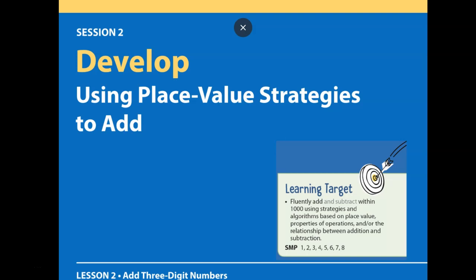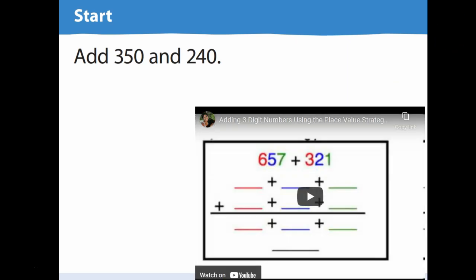All right, guys. So this is lesson two, session two of our math for this week. It's using place value strategies to add. Okay. So go ahead and do this for me first. Add 350 plus 240. All right. So it says to add. I'm assuming I need this, right?